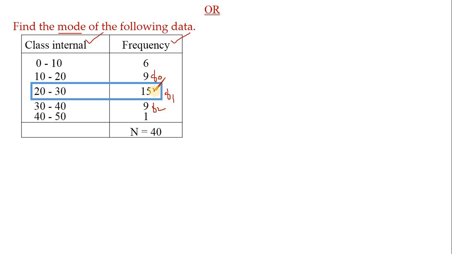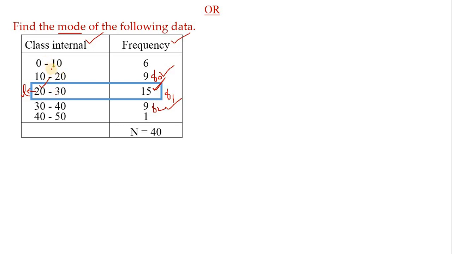Identify the greatest frequency and put a box for that whole row. Its preceding frequency is F0 and its succeeding frequency is F2. In this table, children, in the class interval where you put the box, this is the lowest limit. Hence, that is the value of L.